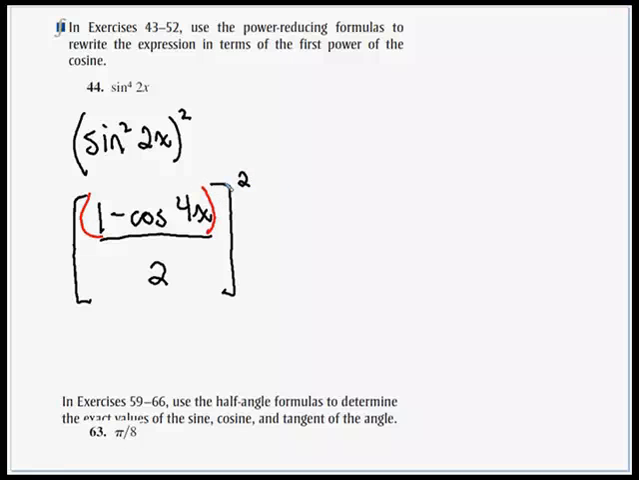So we're going to sort of distribute that squared to the numerator and the denominator. And down in the denominator, that is a 2 squared or 4, and we can drag that out as a fraction 1/4, 1 minus the cos of 4x quantity squared.